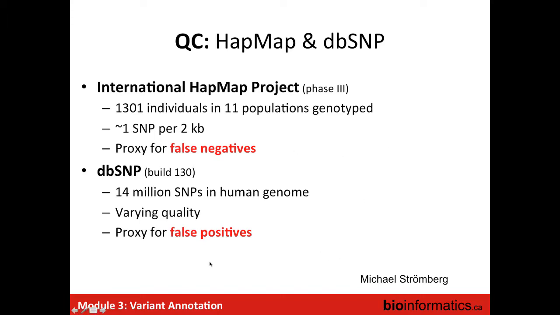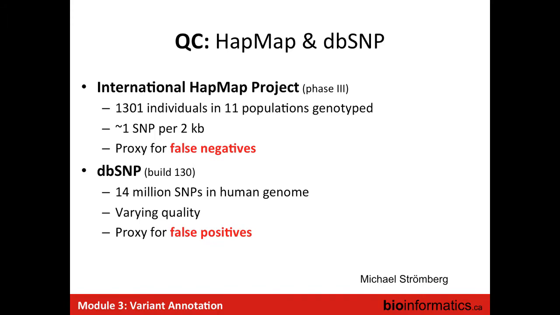And then you can use another data set. It's a bit scary to be using dbSNP in this context, but it's known that there are a lot of variants included in dbSNP by mistake. So you can include that as a set of potentially false positives.